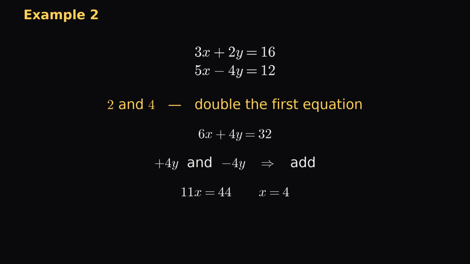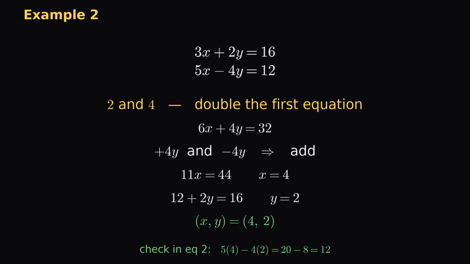x is 4. Back substitute. 12 plus 2y equals 16. 2y is 4. y is 2. And check in the second equation. 5 times 4 minus 4 times 2. 20 minus 8. 12. Correct.